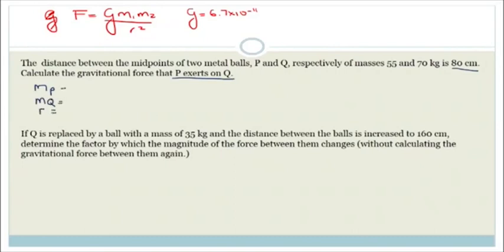Okay, so the mass of P is 55 kgs. And I'm happy with that because kgs is the unit I should be working in. Okay, the mass of Q is 70 kgs. But what is wrong with this R? That is in centimeters. And we need to convert it into meters.